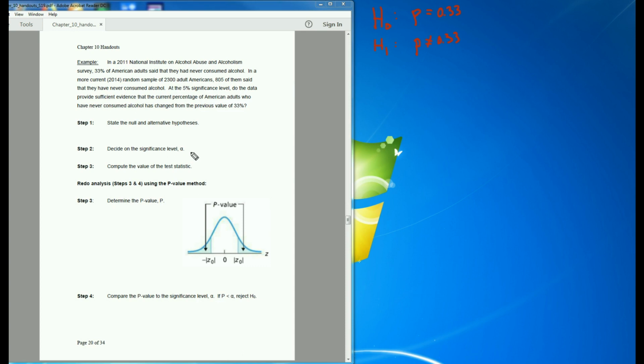Step 2, we already know that alpha is 0.05. That was given. Step 3, remember we already calculated this on whatever page it was a few pages ago when we did this problem before. And we already calculated that our test statistic based on the sample data was 2.04.